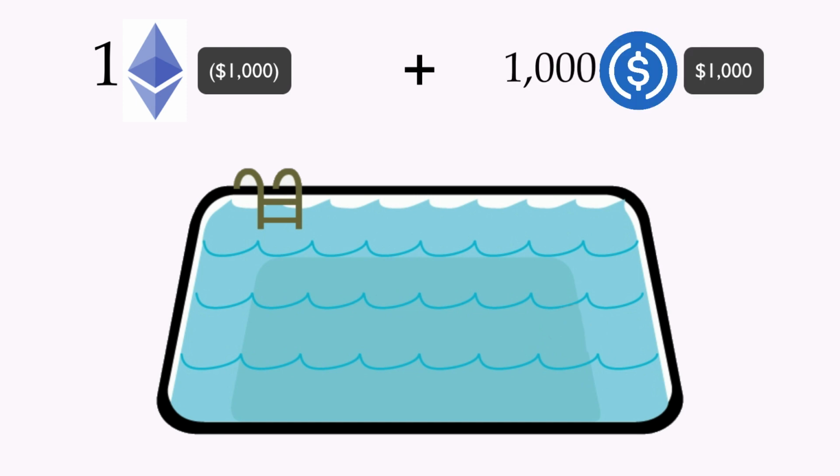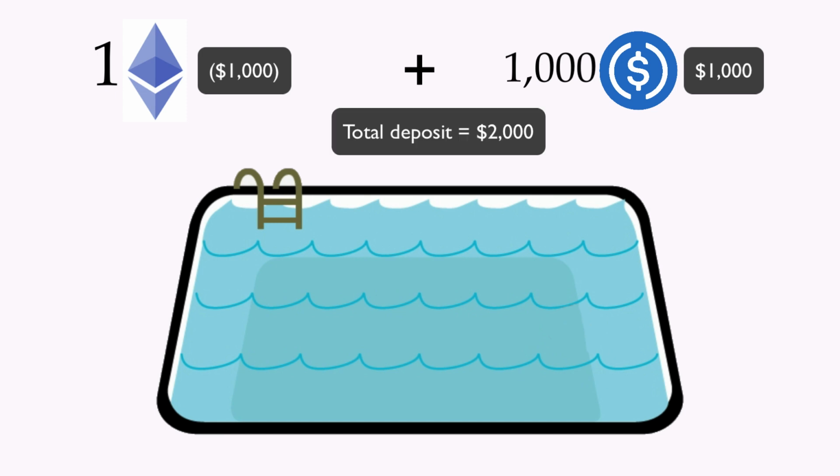With AMMs, however, they pair two tokens together, 50-50 split according to the token values, into a liquidity pool. So, imagine I have one ETH, which has a value of $1,000, and I pair that with $1,000 USDC. So, I deposit one ETH and $1,000 USDC into a liquidity pool with a total of $2,000. Once I deposit that, I get LP tokens, which is like a receipt of my deposit.